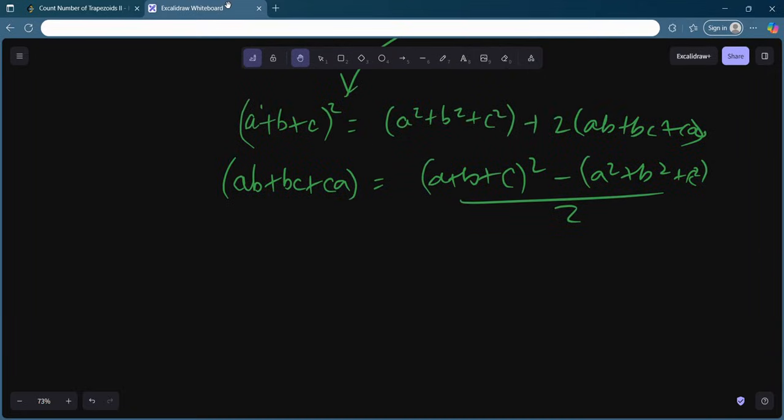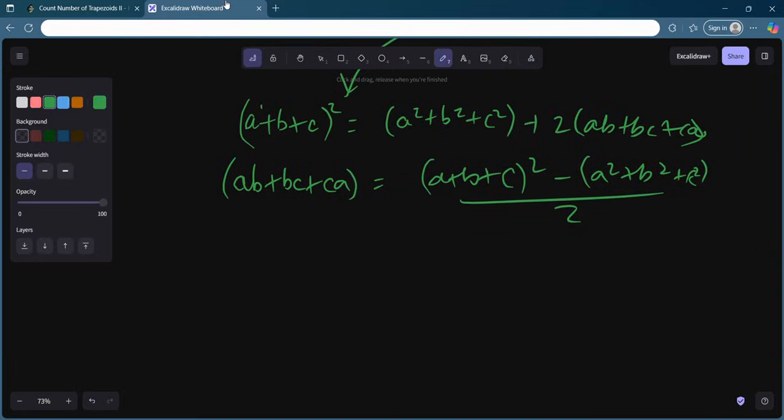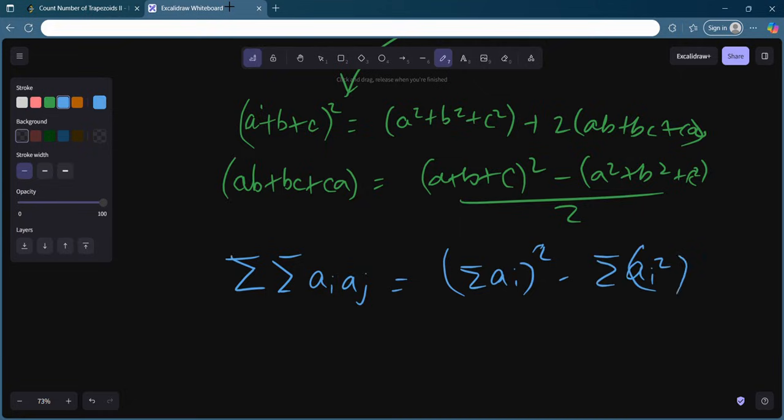And you can also derive a general formula for this. I hope you know this already; in high school you might have read it. The summation AIAJ can be given by summation AI whole square minus summation AI square, divided by 2. So this is calculated using a double for loop, but the sum and sum of squares you can calculate very easily using a single for loop, and then just subtracting and dividing by 2.